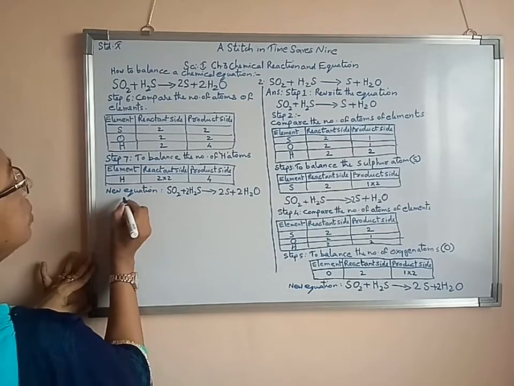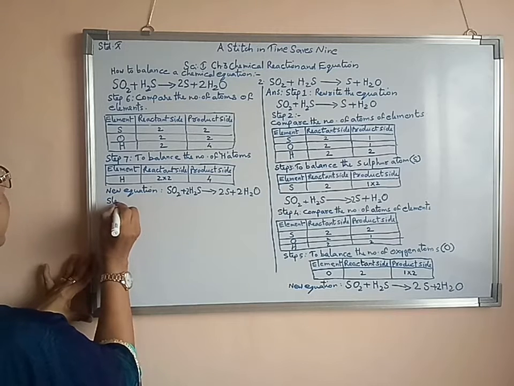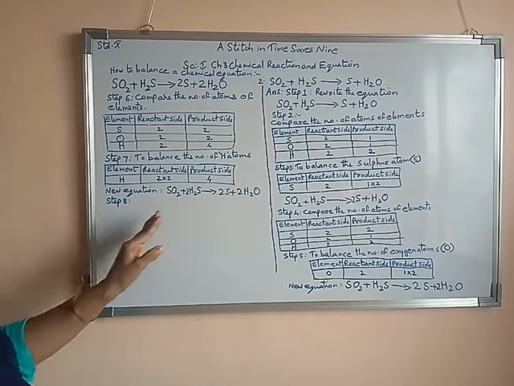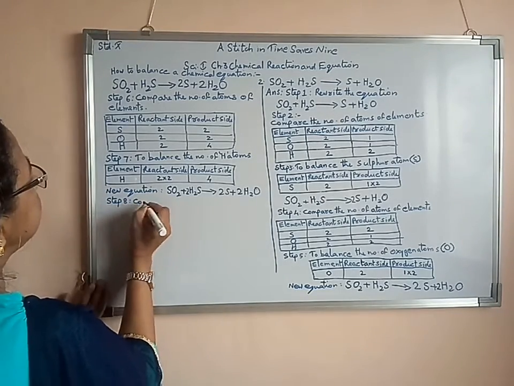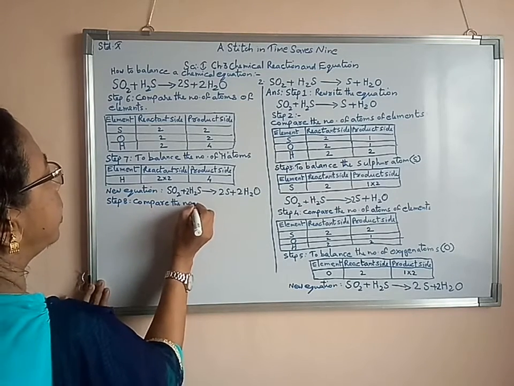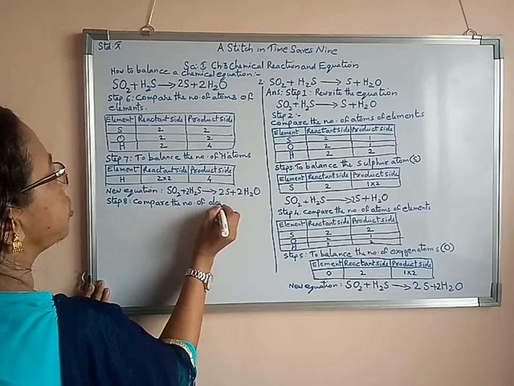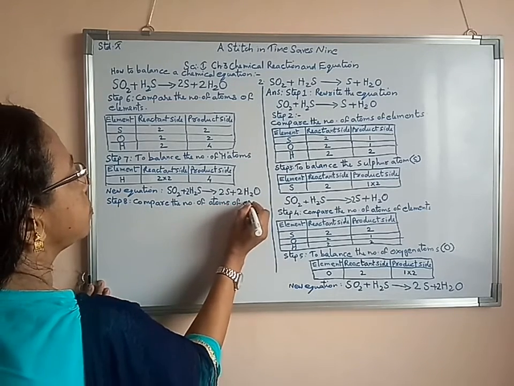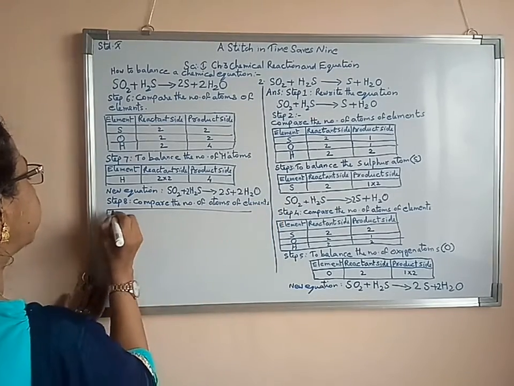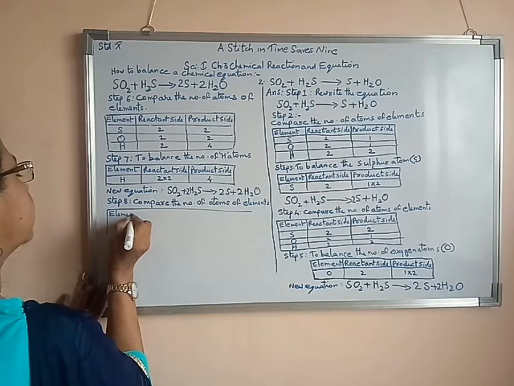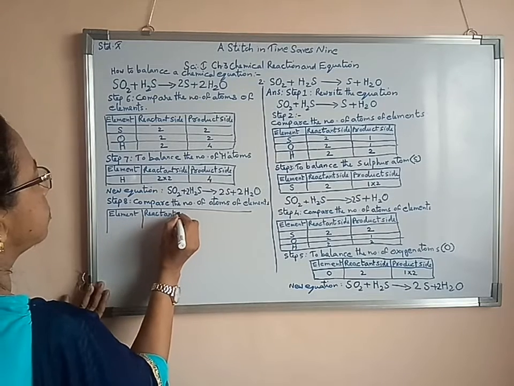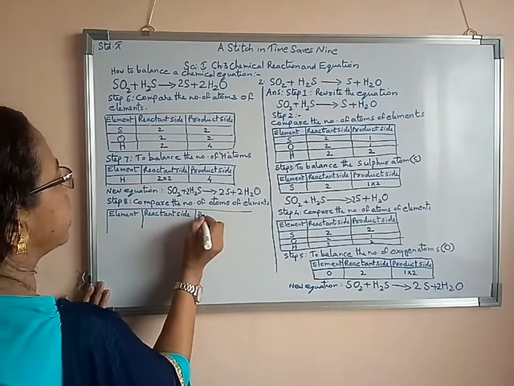Now we have to write step 8. We have to compare the number of atoms of the elements. We will make the table again. Here element, here reactant side, here product side.